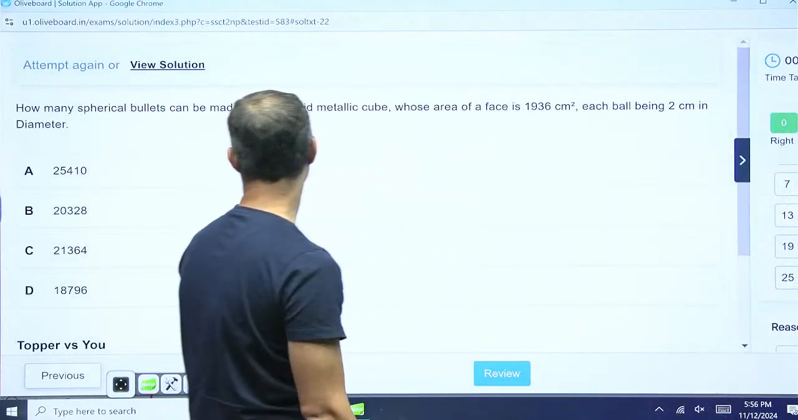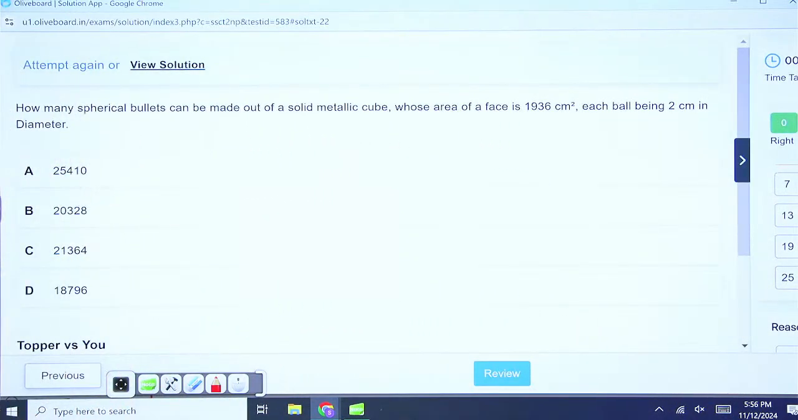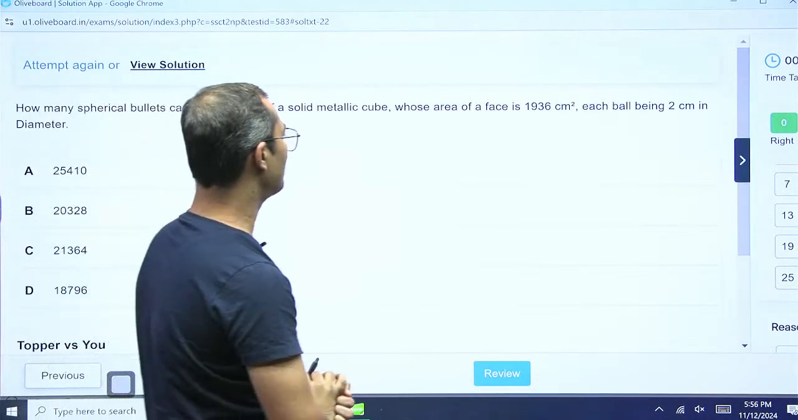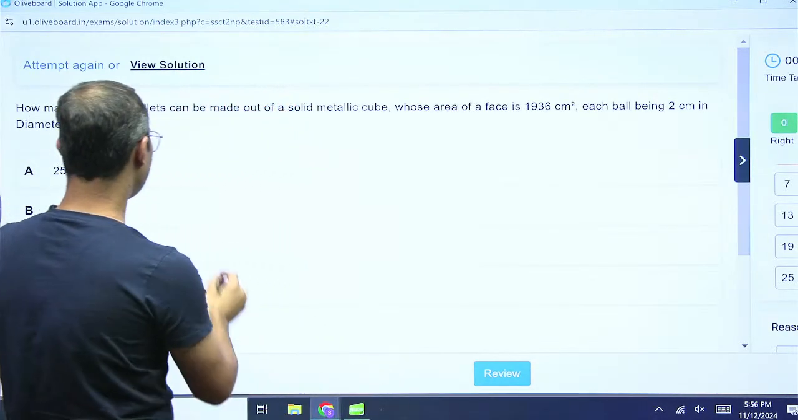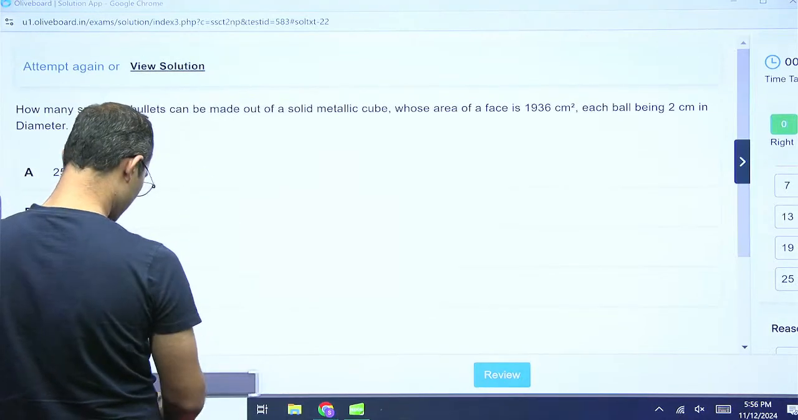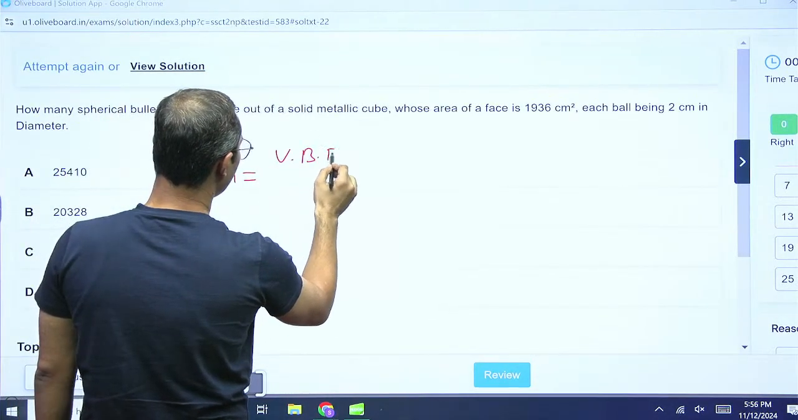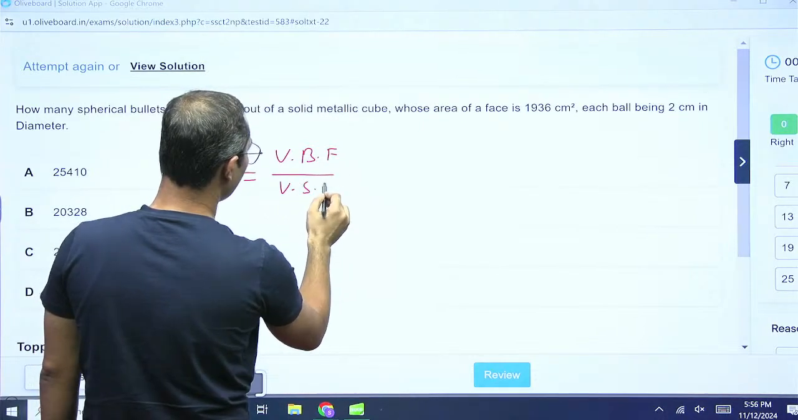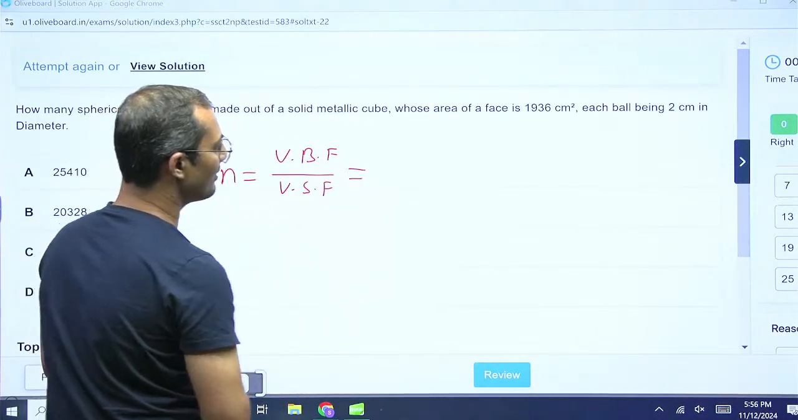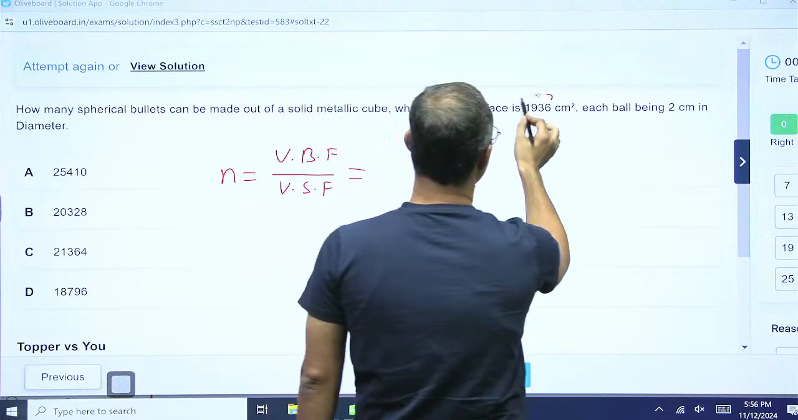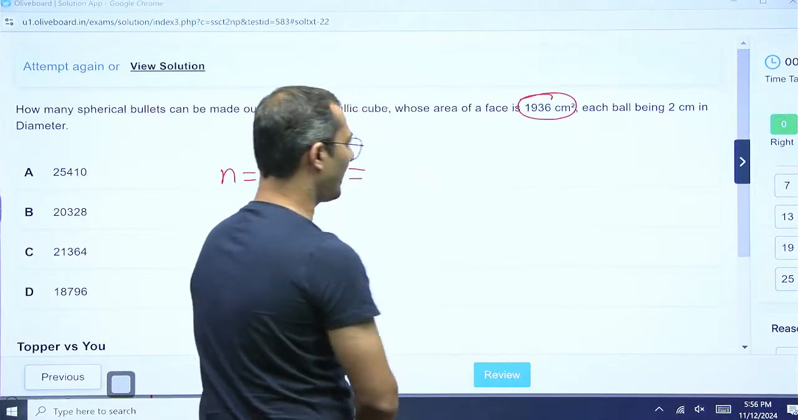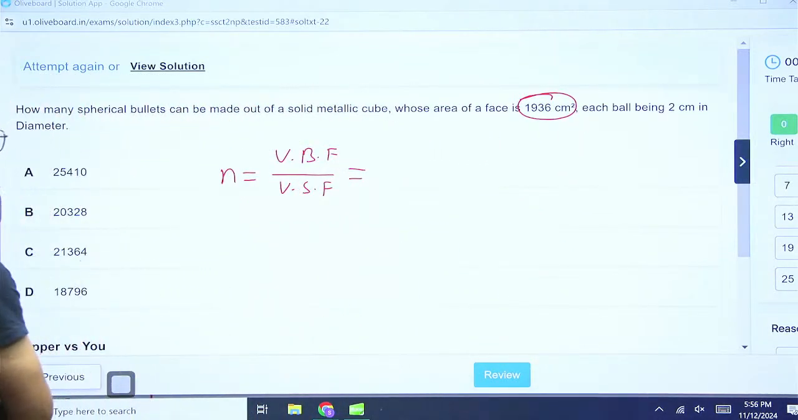Now question number 28. How many spherical bullets can be made out of the solid metallic cube whose area, see, n must be equal to volume of big figure divided by volume of small figure. So whose face area is how much? 1936. How many spherical bullets?